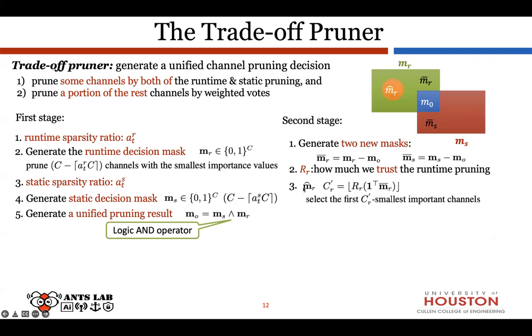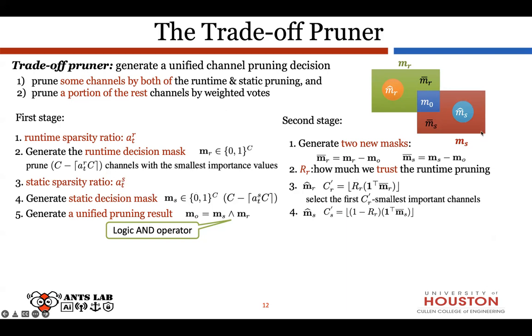So we will generate a new decision mask, MR height. It can select the first CR prime smallest important channels in the runtime pruning channel set. For example, if RR equals 0.3, and there are 100 channels in this MR bar set, then CR prime should equal 30, which means there are 30 channels in this MR height set. So that's the physical meaning of this MR height.